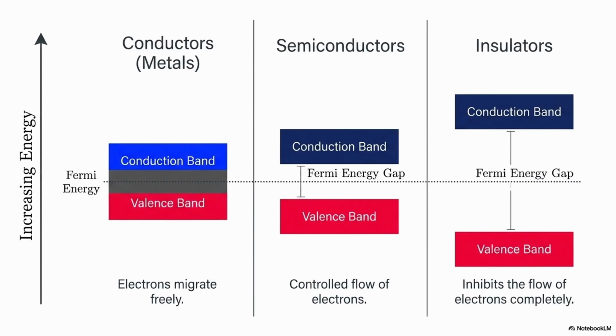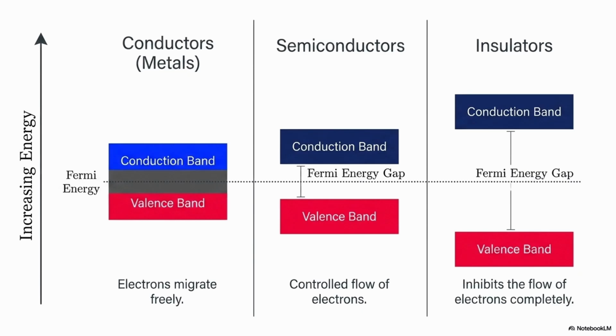But the most important one for real-world devices is the semiconductor, like silicon. Which has a small gap, right? Yes, a small gap. The bouncer is there blocking the door, but he can be bribed with a little bit of energy. You get this controlled flow. And that controlled flow is the foundational principle for every modern electronic device. Smartphones, computers, you name it.